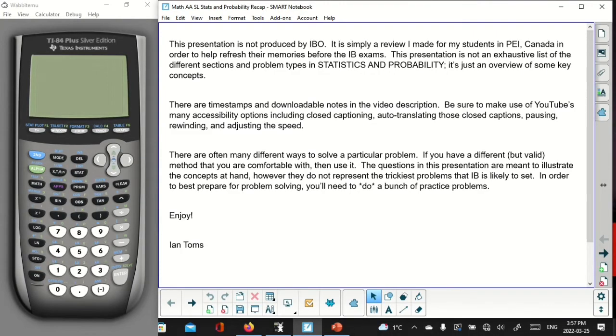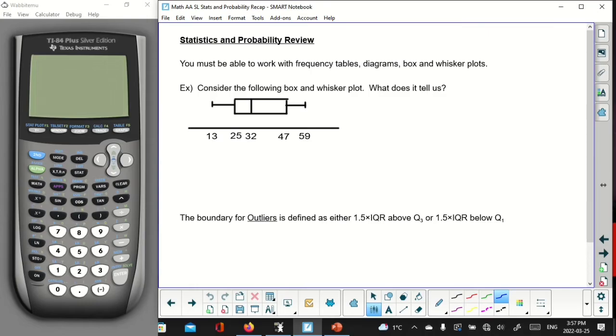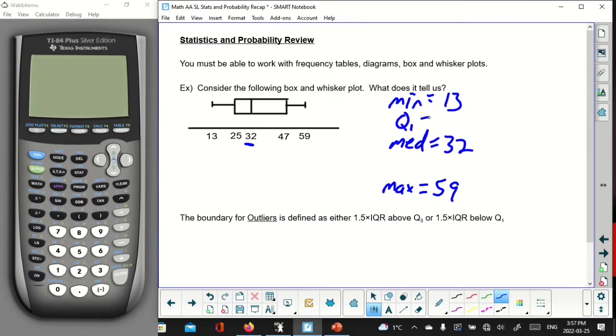Okay, here we go. In stats and probability, we'll have to work with frequency tables, diagrams, and box and whisker plots. So if we have this box and whisker plot here, what is it telling us? Well, it's telling us that the minimum value is 13, that the maximum value is 59, and then that middle one right here, that's the median, is 32. The first quartile is 25, and the third quartile is 47.